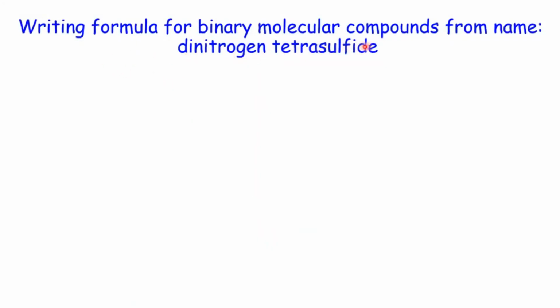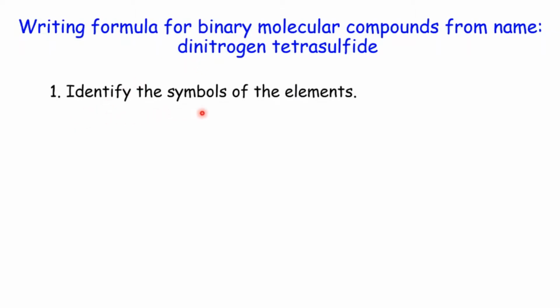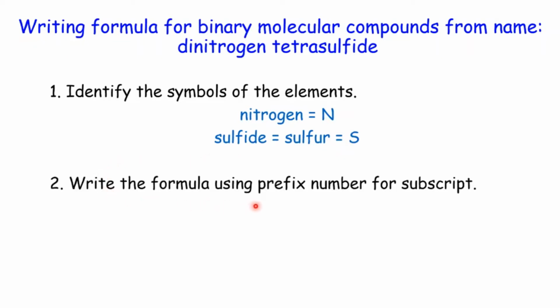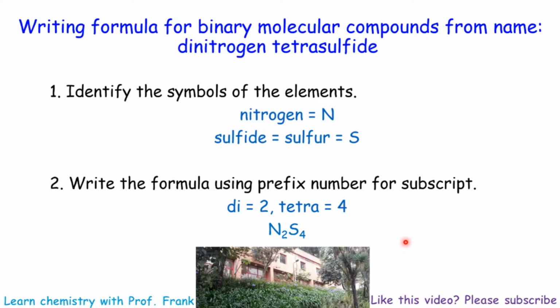Writing formula for binary molecular compounds from name: dinitrogen tetrasulfide. Now we are writing formula from names. What do we do? First, identify the symbols of the elements. Nitrogen, from periodic table, you know, it's N. Sulfide, you know, is from sulfur, and sulfur's symbol is S. Write the formula using prefix numbers for subscript. Of course, di means 2, tetra means 4. So therefore, 2 nitrogen, 4 sulfur, N2S4. That should be the formula for dinitrogen tetrasulfide.